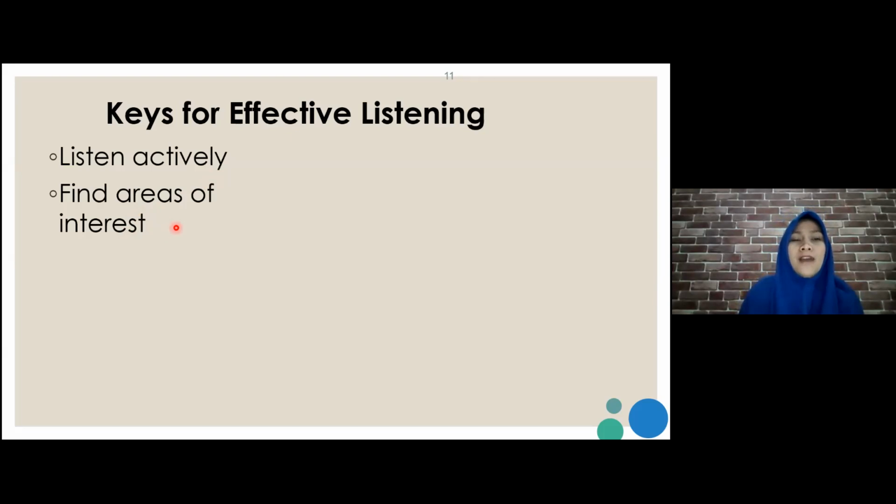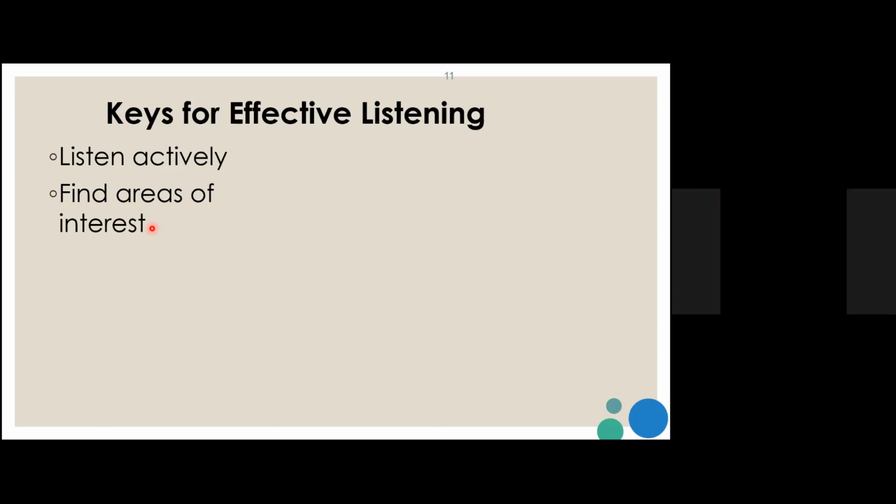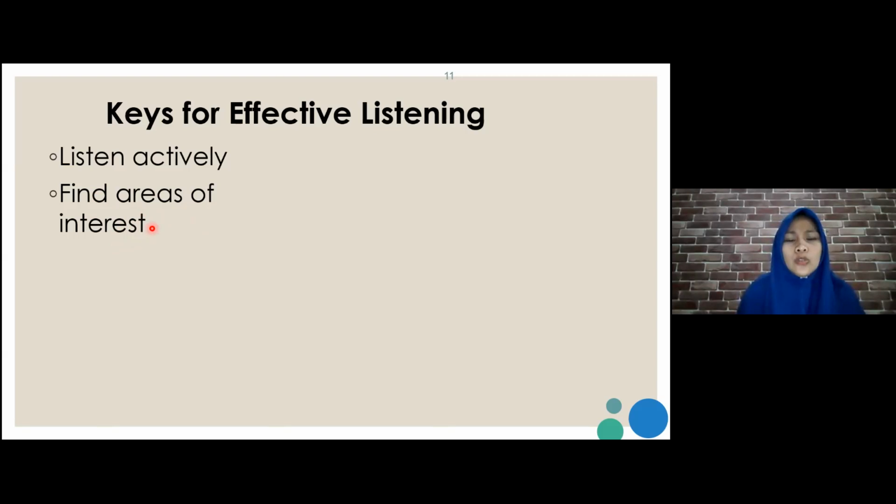And then the second one is finding areas of interest. If we do communication, if we talk with someone else, and you don't like the topic that is spoken, perhaps you dislike the topic that your friend is talking to you about, it means that you didn't find any areas of interest. Then you will only be silent, right? Not giving any comments or responses, because you are not so spirited. You are not interested in listening to the topic, right? So finding the areas of interest is something important.